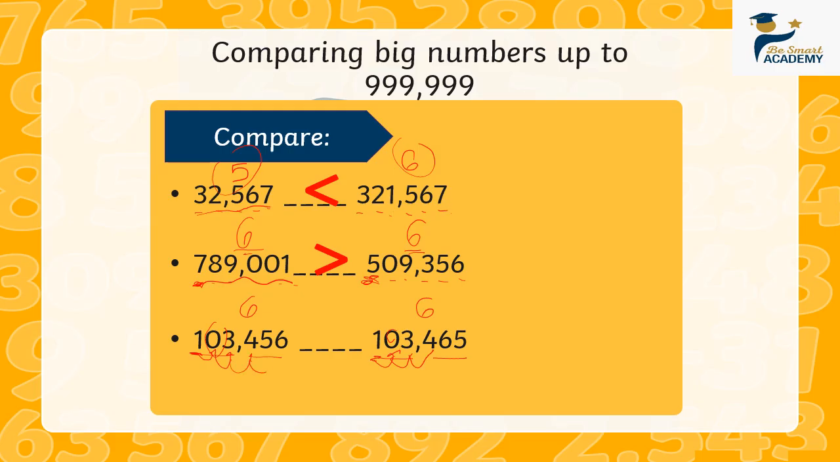Jump again. 5, 6. I find two different numbers. So now I compare. Here I have 5 and here I have 6. Which number is greater? For sure 6 is greater than 5, which makes this number smaller than this number.